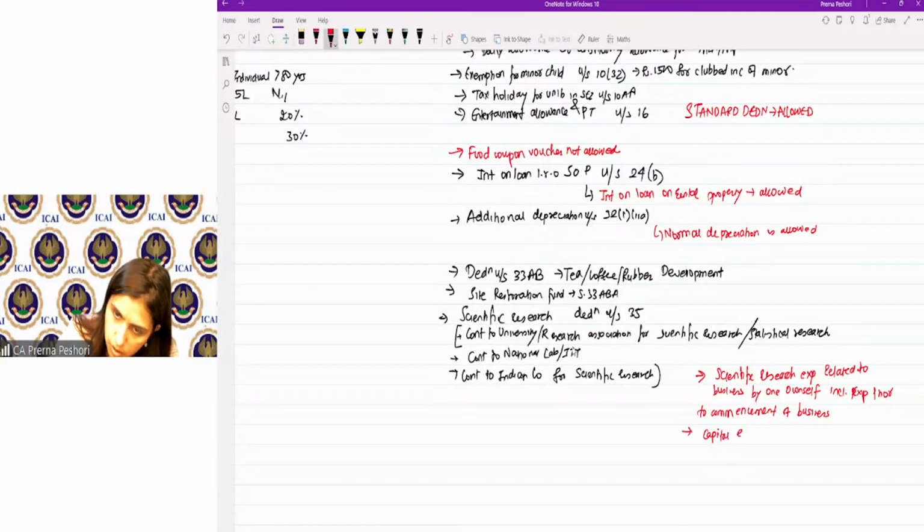Capital expenditure is also allowed, except for land. This is also allowed. Capital expenditure will also get allowed. Are we getting that? So these expenditures will be allowed. Other than that, if you're contributing to any company, that will not be allowed. Okay.